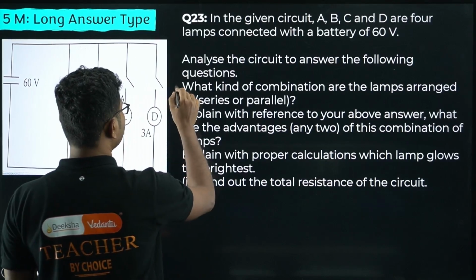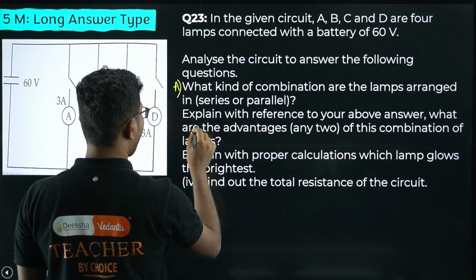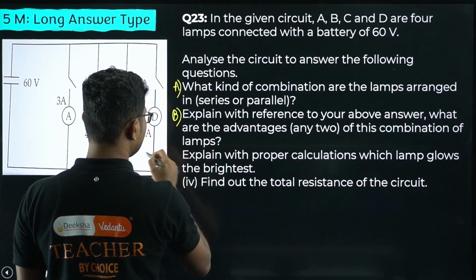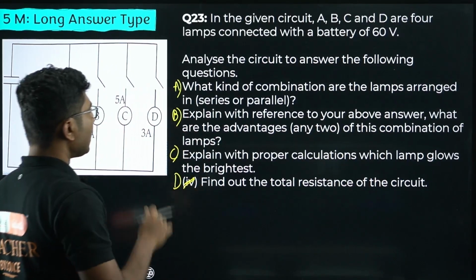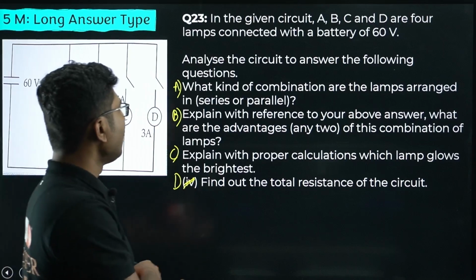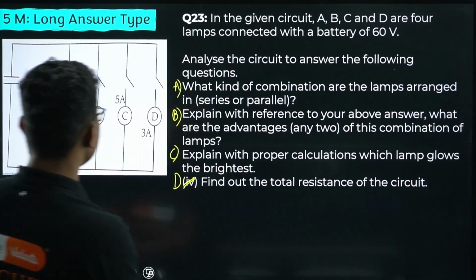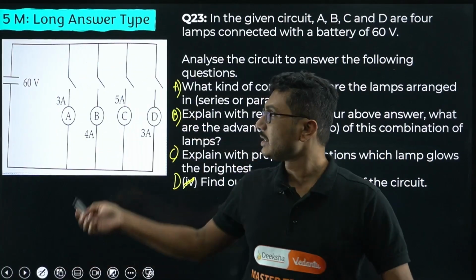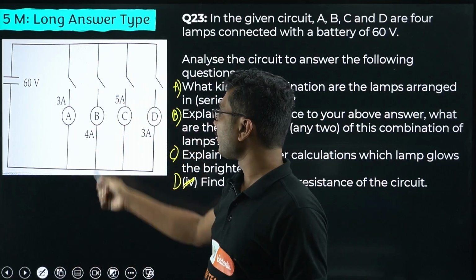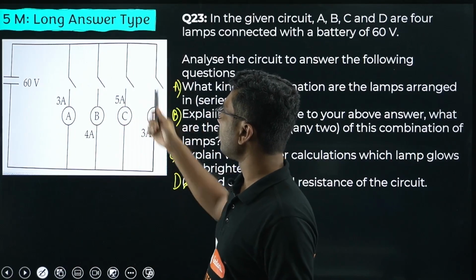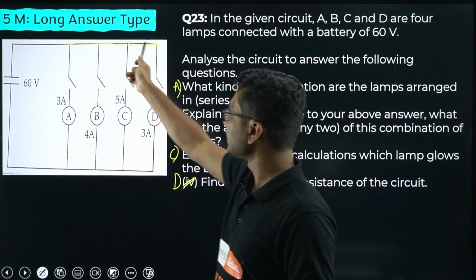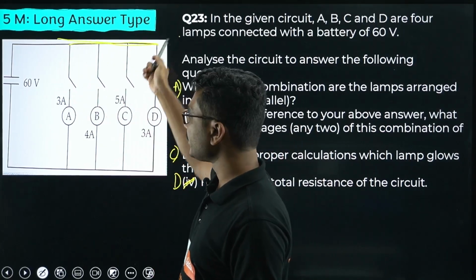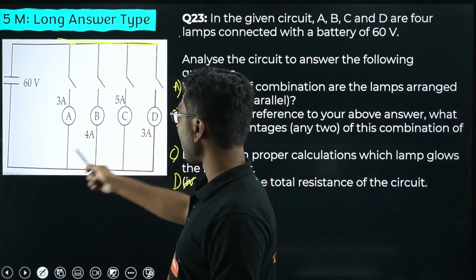Okay, A, B, C, D. Now what kind of combination are the lamps arranged in? As you can see in this case, all the lamps are connected one after another. They all share the same starting point, because they are connected using a straight line. So that means no resistance involved. So they are connected in parallel combination.